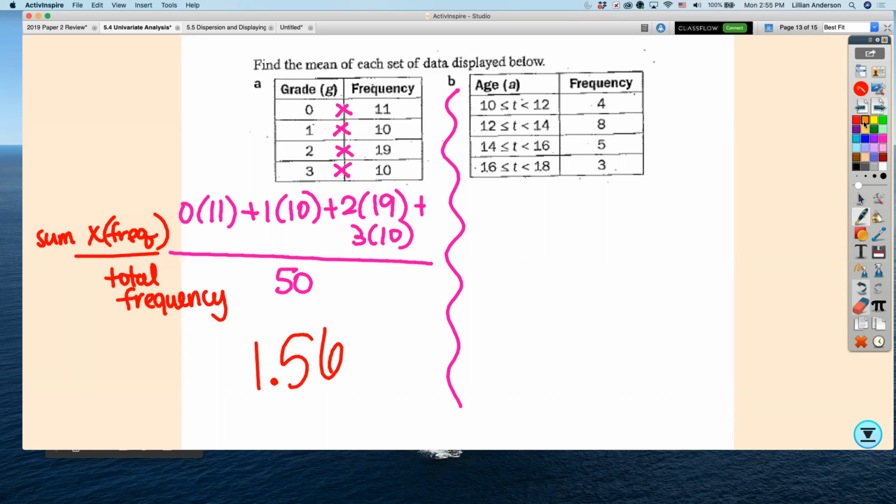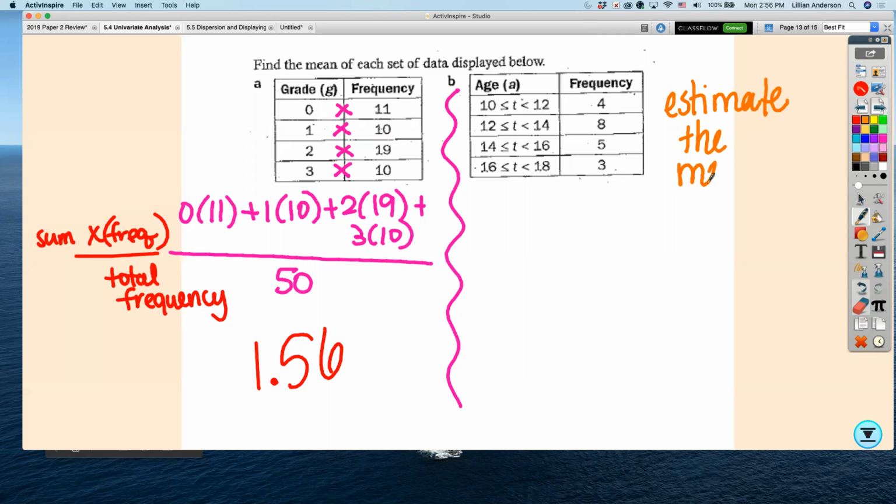For a grouped frequency table, it's different. Because here, do I know what my raw data was? No. So because of this, we can never find an exact mean, but we can find an estimate. And you'll see that wording. It'll say estimate the mean, and they'll give you a grouped frequency table. Because there's no way I'm going to know exactly the 4 ages that are between 10 and 12. I might have 4 10s, or I can have 2 10s and 2 11s, or I can have 1 10 and 3 11s. You see what I'm saying? I don't know. So I can estimate the mean.